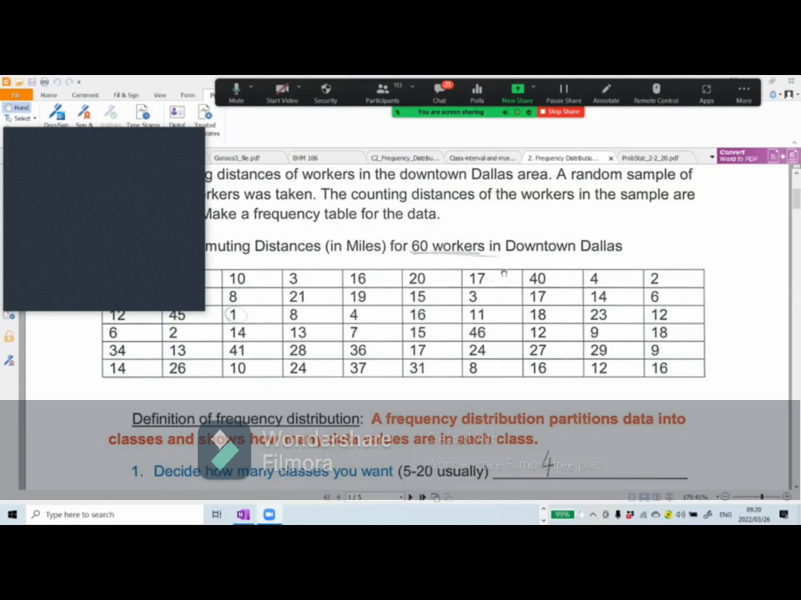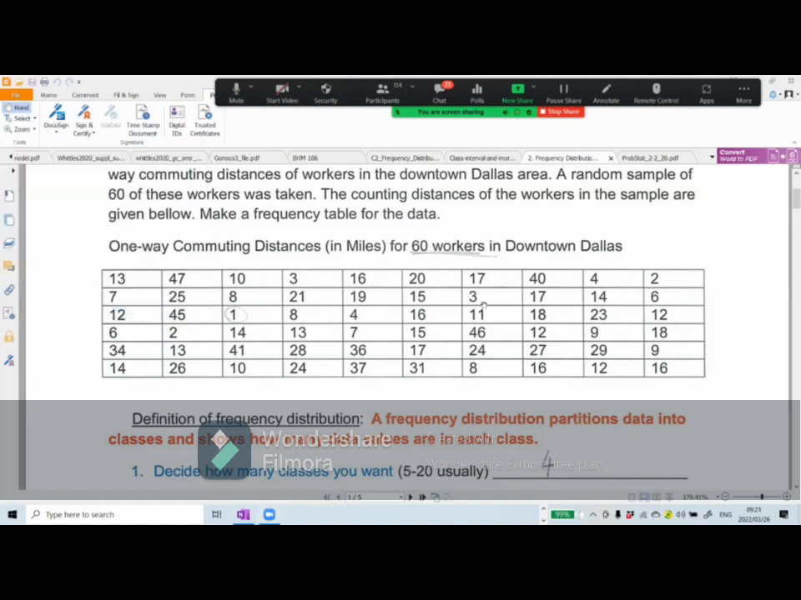We have column 7, right? Yes, ma'am. 1, 2, 3. Column 8, 1. Column 9, 1, 2, 3. Column 10, 1, 2, 3, 4. Add everything together. What do you have? 23, sir. 23.